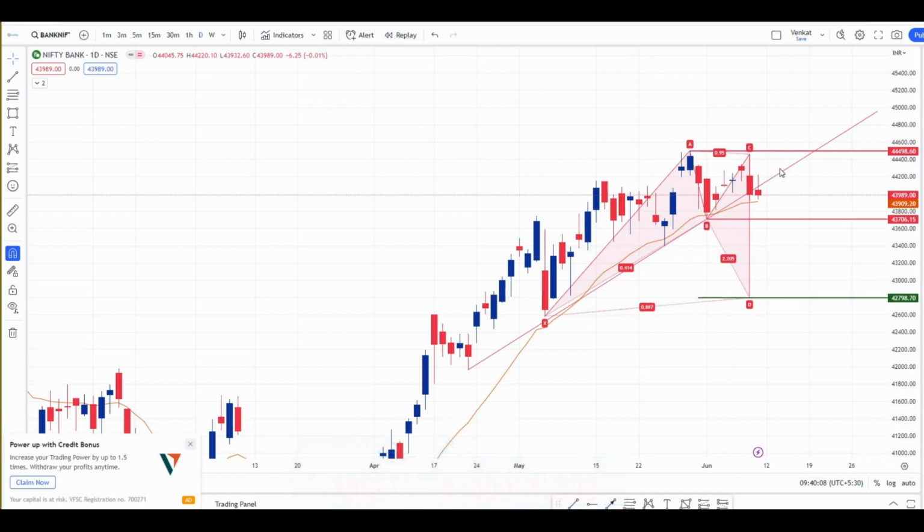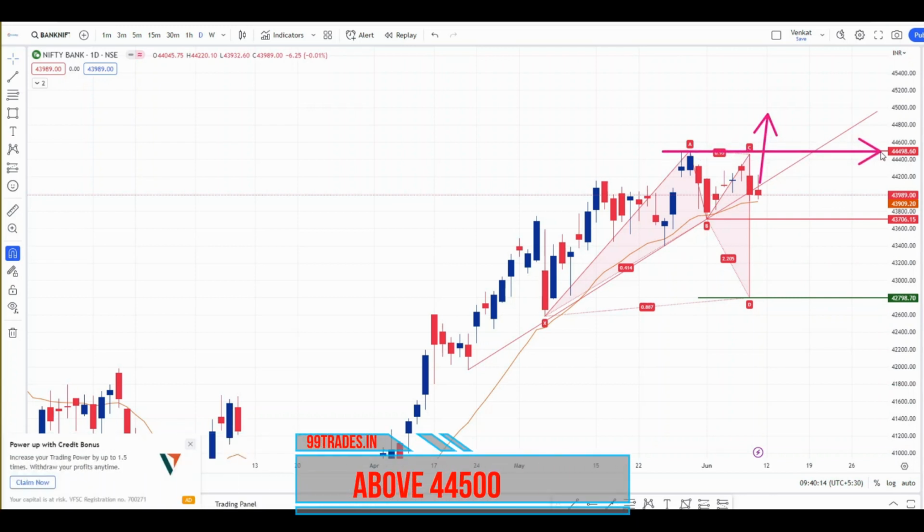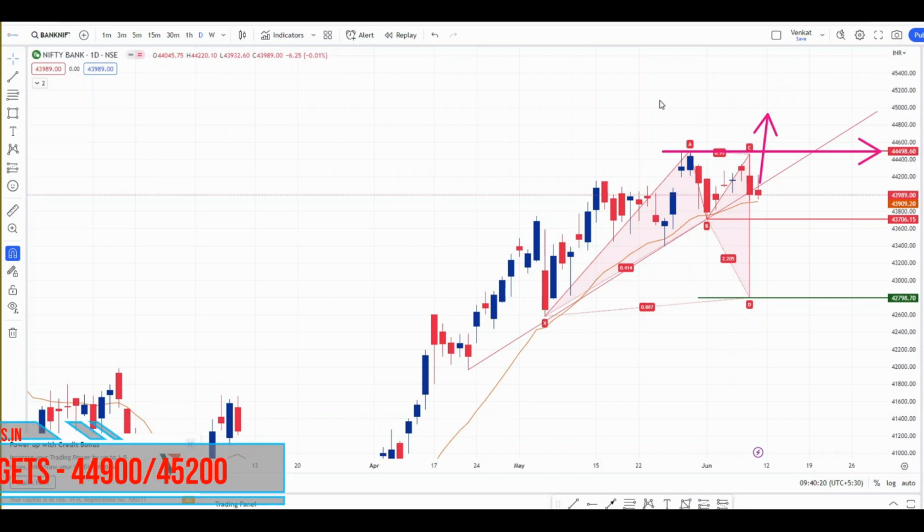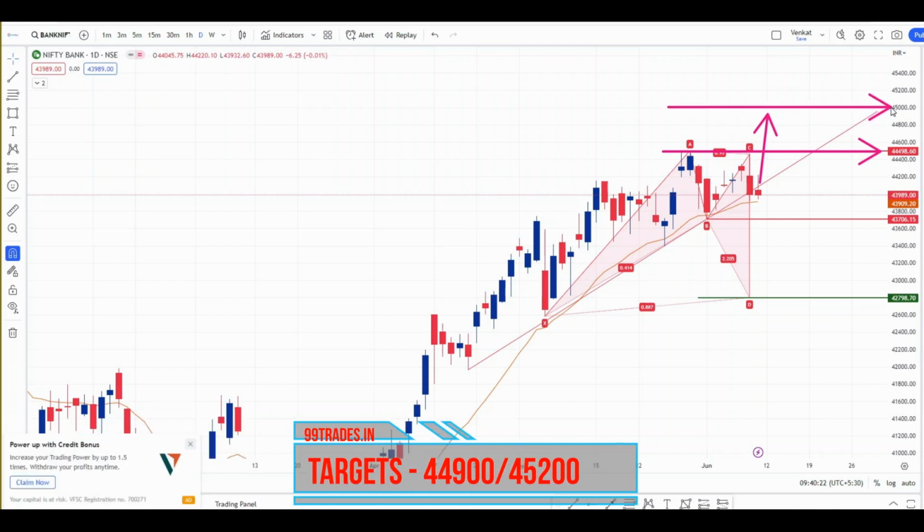If BankNifty again breaks this high and moves above this level, that is above 44,500, then only we can see an uptrend move. And if BankNifty sustains above 44,500, then our first target will be 44,900, and after that we can see new all-time highs.